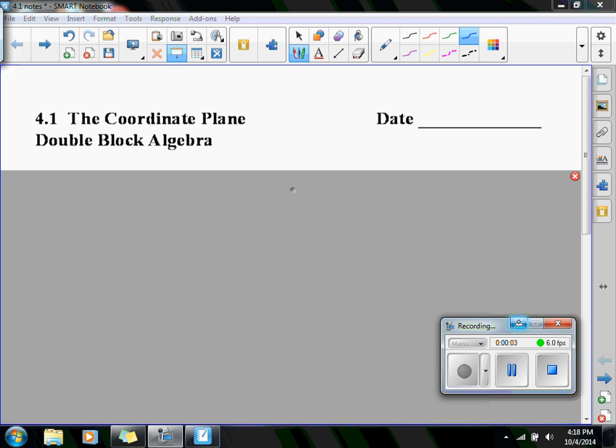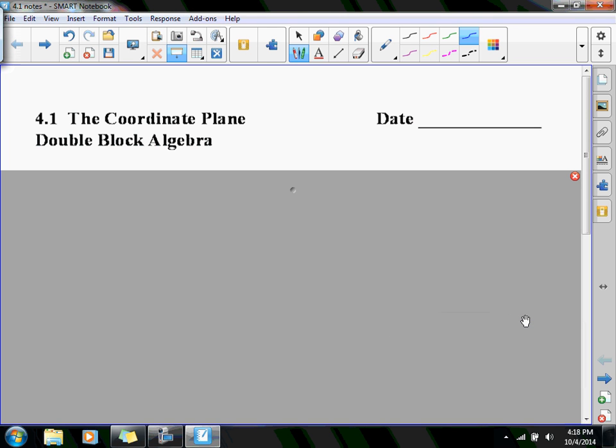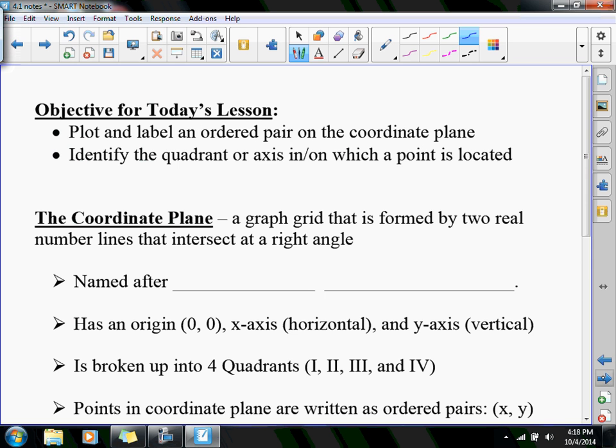Welcome to Mrs. Neller's notes for her double block algebra class. These are the notes for section 4.1 entitled The Coordinate Plane. And today we're going to plot and label ordered pairs on the coordinate plane, and we're going to identify the quadrant or axis on which the point is located.